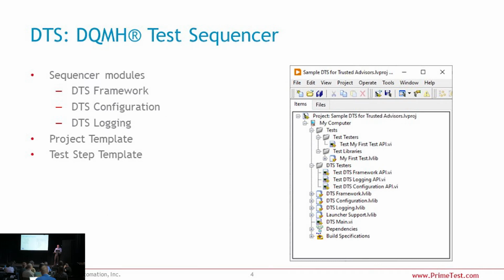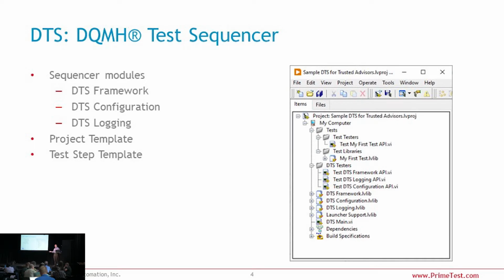Okay. So let's talk a little bit about DTS. DTS is the DQMH test sequencer. You saw a little bit of DQMH from Enrique's presentation earlier, which was really cool. That tool that he put out there, I'm actually using. If you want to look at what DTS is, essentially it's a project template. And along with that, it's also a DQMH module template. The specific module template is a test step, and the project template is the test sequencer itself.